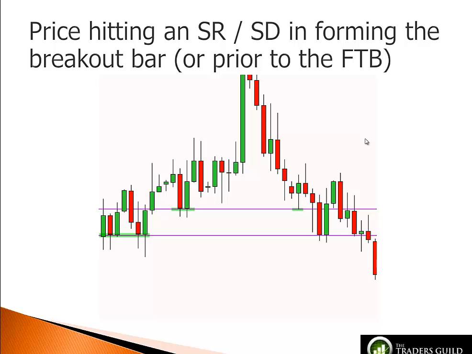So that's something you need to consider when evaluating a setup. Look for price hitting supply, demand, or SRs informing that breakout bar, and look at the way price comes back. That tells you about the buying strength, or the strength of the rejection from the supply, demand or SR. Ideally we don't want price to be hitting supply, demand or SR informing that breakout bar. It lowers the probability of the setup.